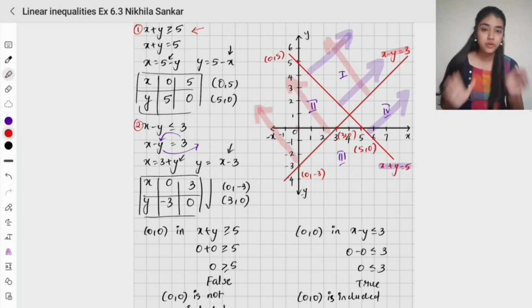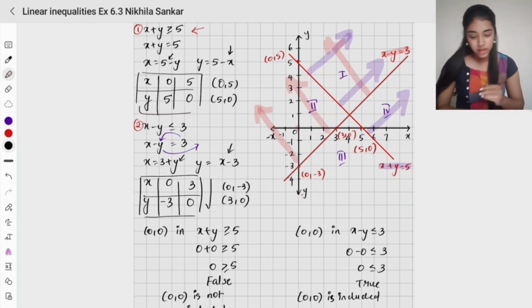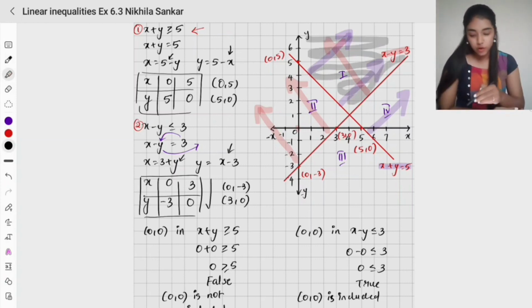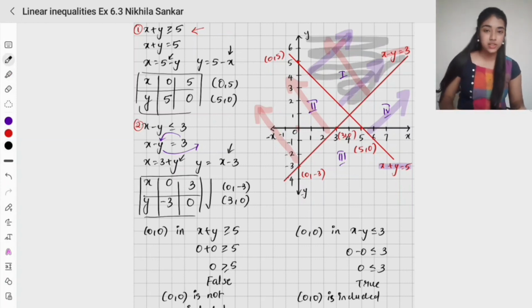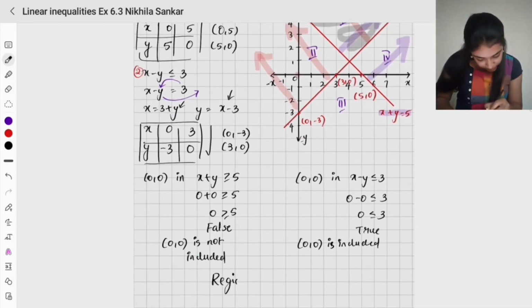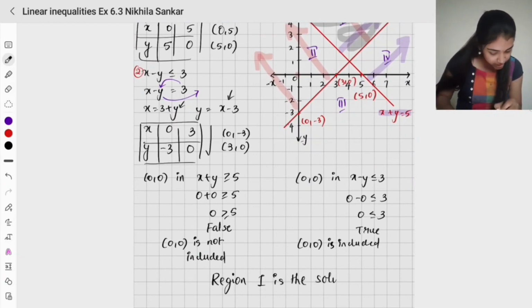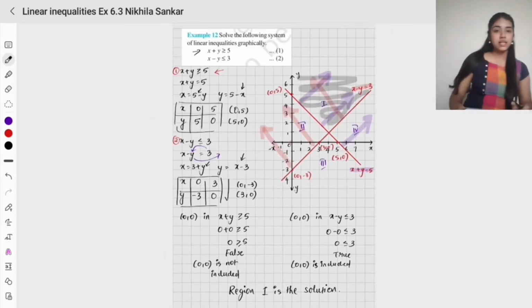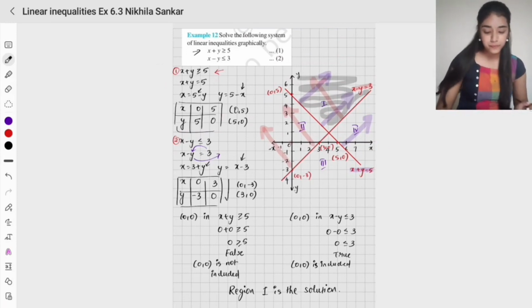So what is common for both the equations? Which region is common for both? This particular region is common for both. So the first region is the solution for the first question. Understood? This is how you should write it. So region 1 is the solution. Region 1 is the solution. You have to find a common region for both. So this is how you solve inequalities with two or more inequations graphically. Okay? Please copy.